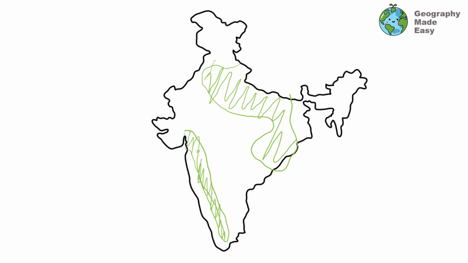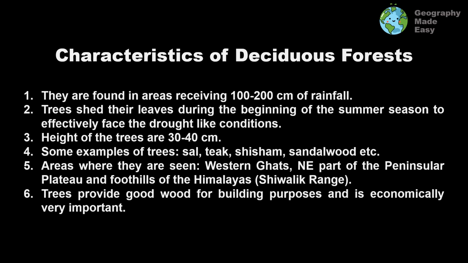Now let us look at the characteristics of the trees. They are found in areas which receive 100 to 200 centimeters of rainfall. So just a little bit lesser than the evergreen type, and obviously the humidity is less here. Trees shed their leaves during the beginning of the summer season. So we find deciduous trees. Deciduous trees have seasons when they shed the leaves.